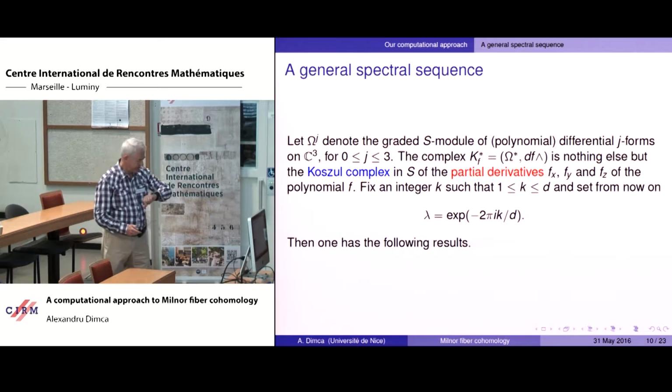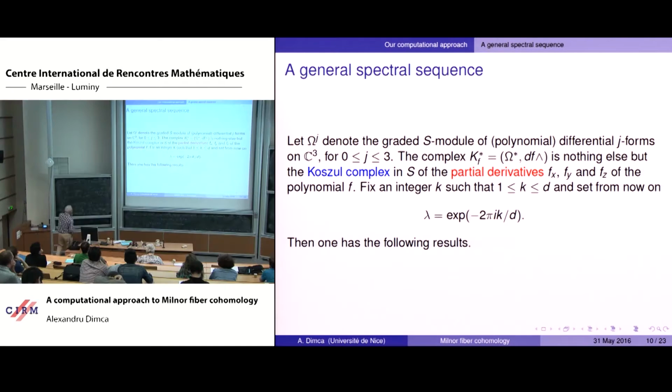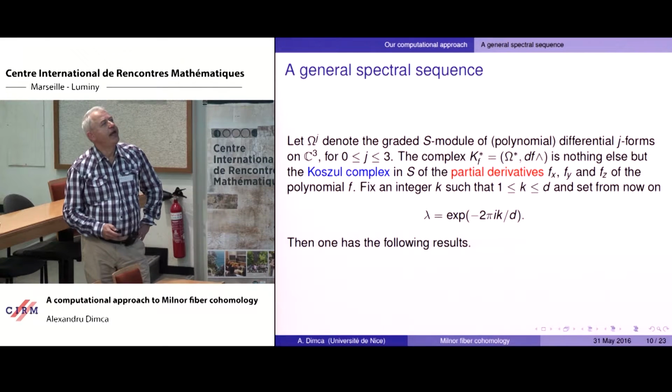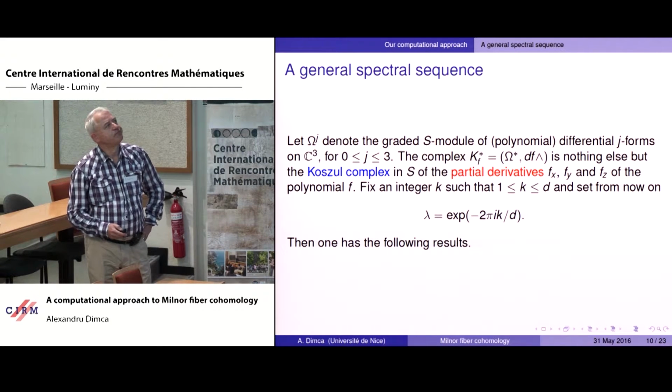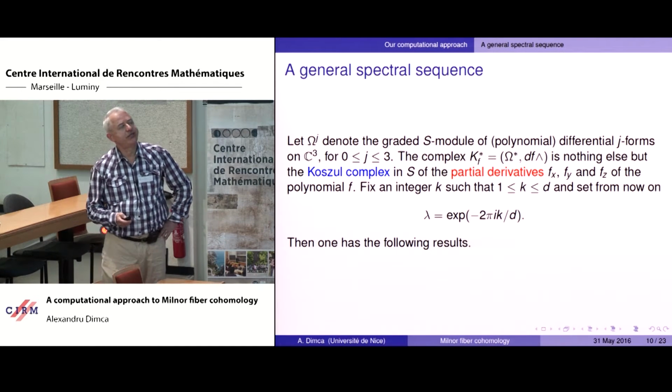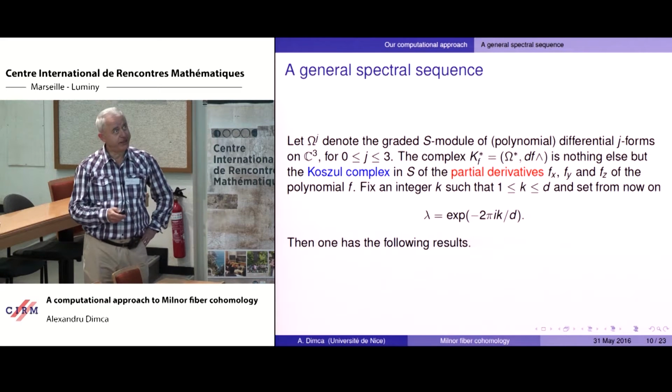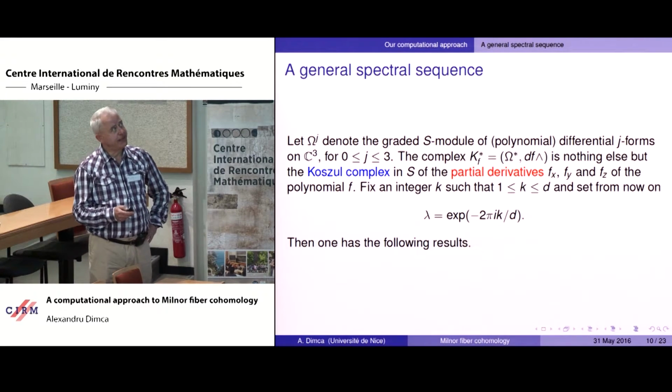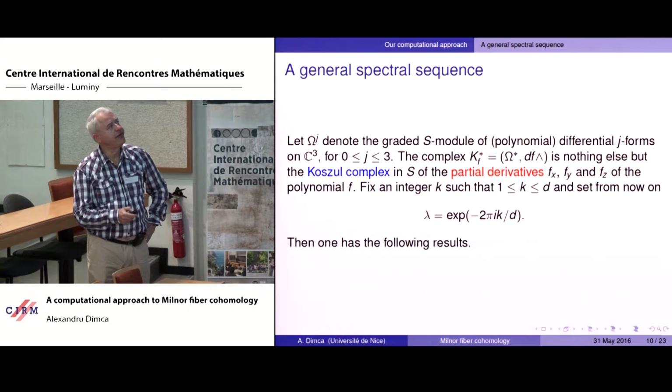Okay, so now maybe I will start to describe our approach. And so omega j denotes the graded S module of differential j forms with polynomial coefficients on C3. I consider the complex obtained from the usual de Rham complex replacing the differential by the wedge product by the differential of f. And this is nothing else but the Koszul complex of the partial derivatives of the polynomial f.